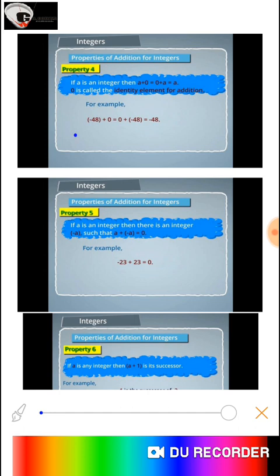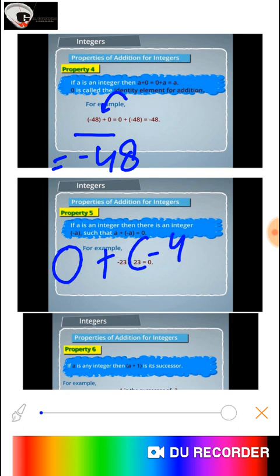Suppose we have a negative integer here, that is -48. When we add 0 to it, we will get -48 back. Now, if we add -48 to 0, in that case, we will again get -48 back.